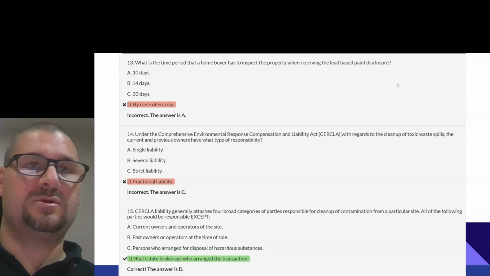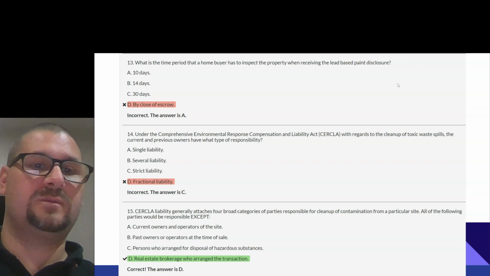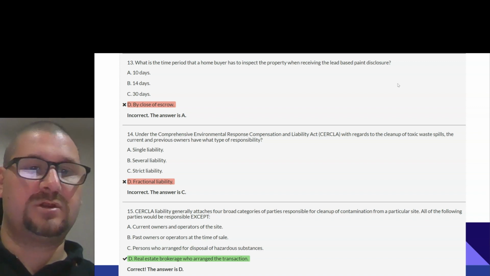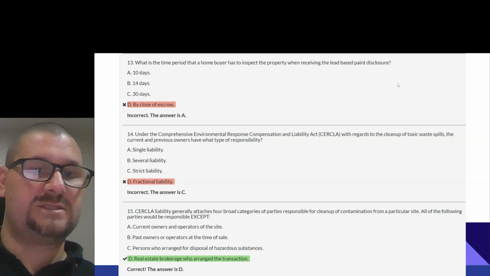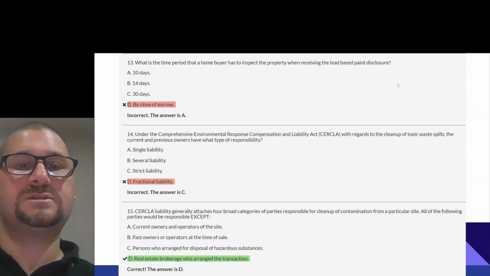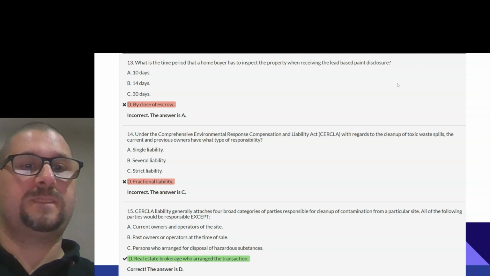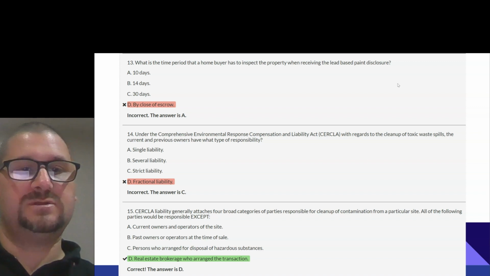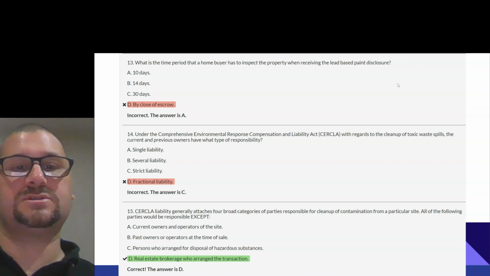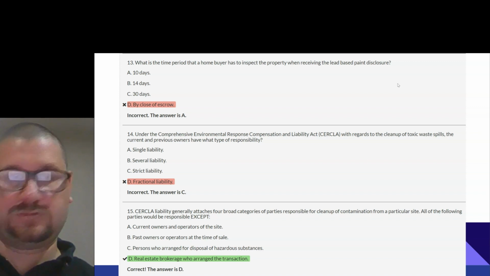So the real estate brokers, they wouldn't be responsible. But do the current owners and operators of the site? Yes. The past owners or operators at the time of sale? Yes. Persons who arranged for disposal of hazardous substances? Yes. So the current owners, the past owners, and the person who arranged for disposal.